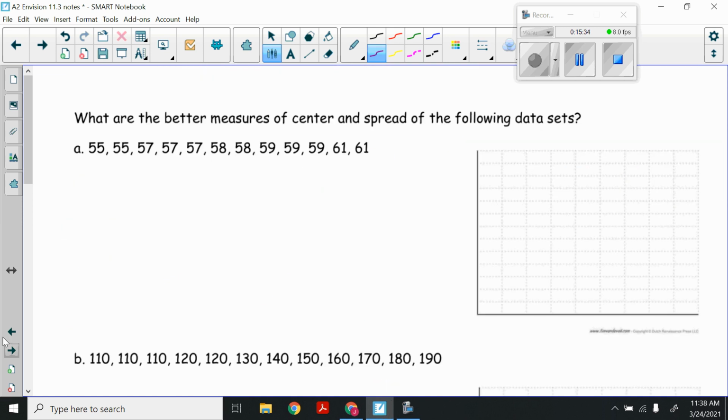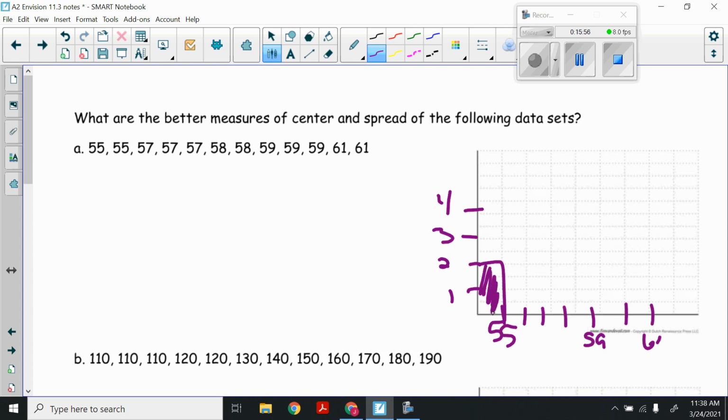Let's do some more of those. So here, what are the better measures of center and spread? I see I go from 55 to 61. So 55, 56, 57, 58, 59, 60, 61. And I'm going to make this 1, this 2, this 3, this 4. 55, I have 2 of them. 57, I have 3 of those. 58, I have 2. 59, I have 3. 61, I have 2.